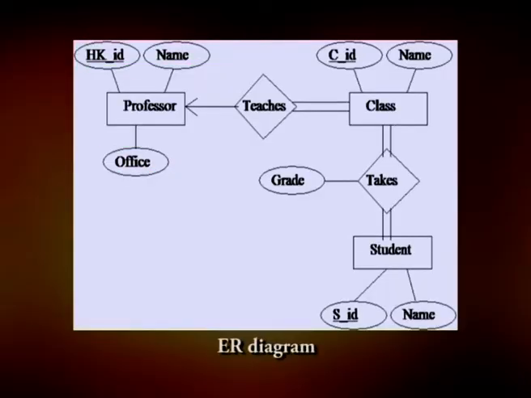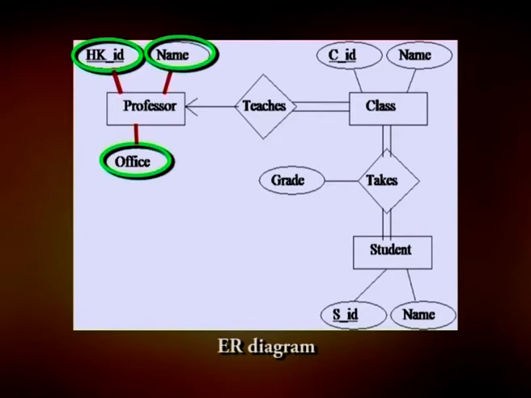Again, look at the figure. Here, for the entity professor, there are 3 attributes: HK_ID, name, and office. These attributes are represented with the symbol oval, and attribute names are written inside these ovals. These ovals are connected with a line to their entity. Thus, in this figure, these 3 attributes are connected through lines with the entity professor.